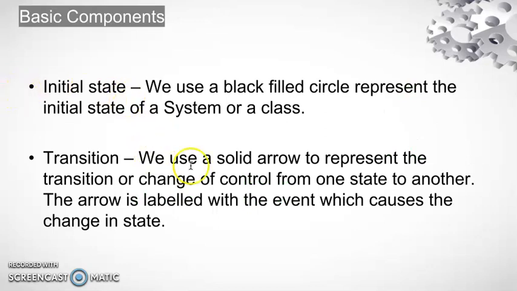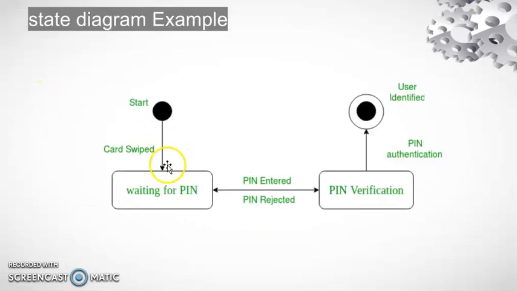And for transition, we use a solid arrow to represent the change of control from one state to another. The arrow is labeled with the event which causes the change in state. So this is what he is talking about, this arrow.